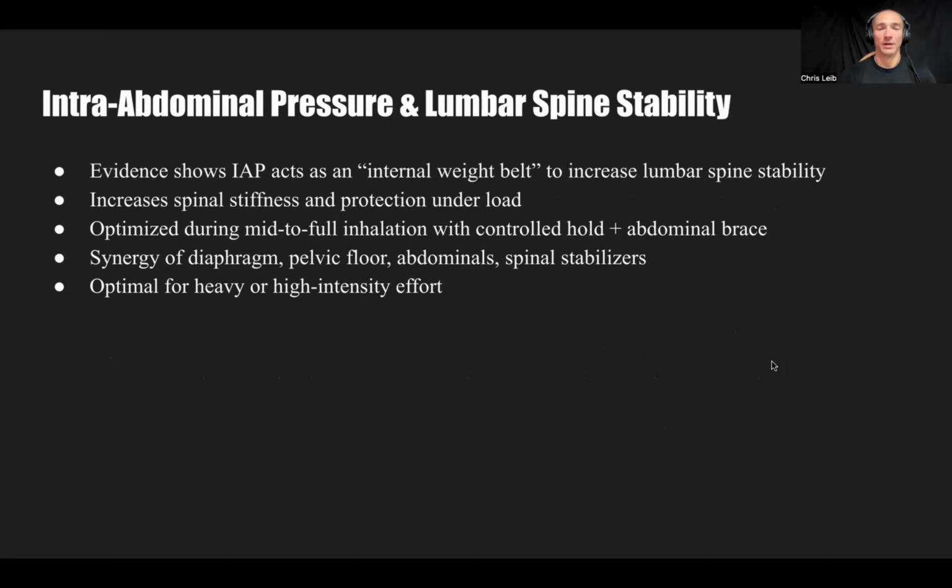our muscles. So on the other end of the spectrum, we could look at using the breath to promote intra-abdominal pressure, which then promotes more lumbar spine stability. There's quite a bit of evidence that shows that intra-abdominal pressure acts as an internal weight belt to increase lumbar spine stability and increase spinal stiffness and protection under load. This tends to be optimized during the mid to full inhalation, and then as we start to compress, we control the hold of that breath and create an abdominal brace on top of it.